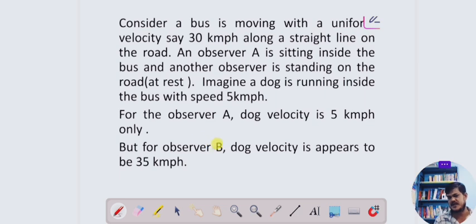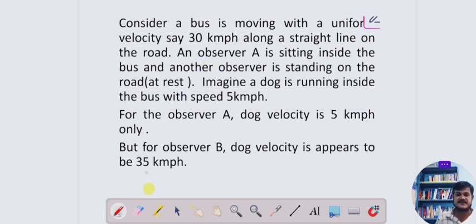But an observer on the land, who is at rest, will see the dog appear to move at 35 km per hour. Actually, the bus is moving at 30 and the dog is moving at 5. If the experiment is performed in a bus, the bus is taken as the frame of reference. If it is performed in a classroom, the classroom is the frame of reference. If it is performed in a ship, the ship is the frame of reference.